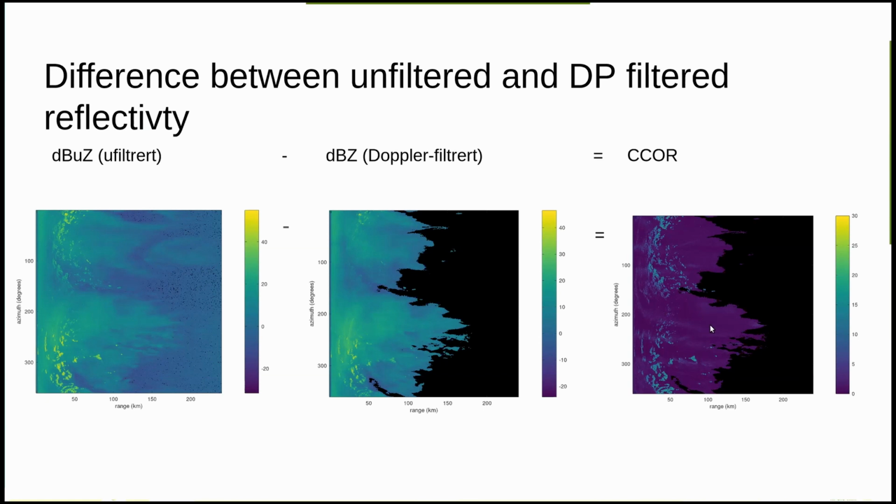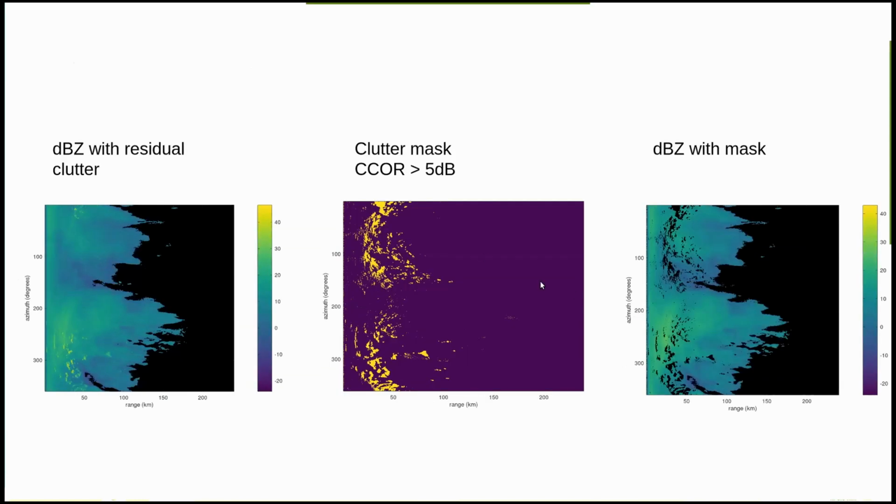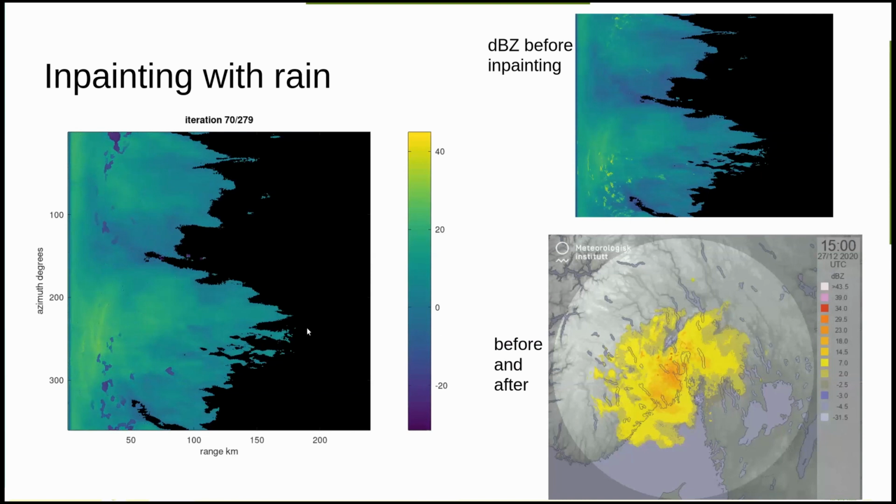So if we create a mask for this one, just saying every value over 5 dB is clutter, and we use this mask on the image, you can see we are left with a lot of holes in the image. And here we can use our inpainting algorithm to fill in the holes. And here you can see the iterations that are filling in all the errors, or the missing data after we have cleaned it. In the upper right one, you have the residual clutter. On the right lower image, it's just flipping with and without clutter. So every value above 20 dB is clutter.